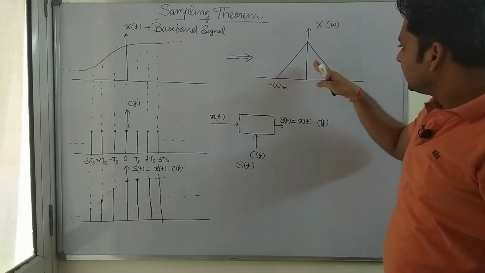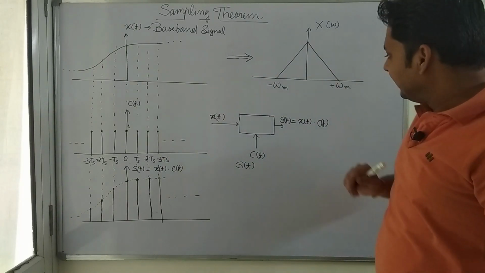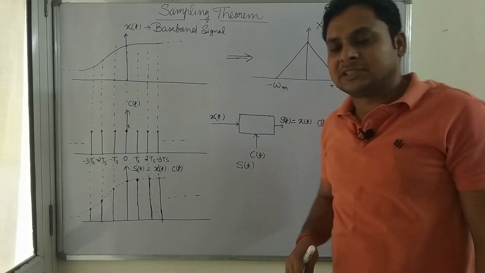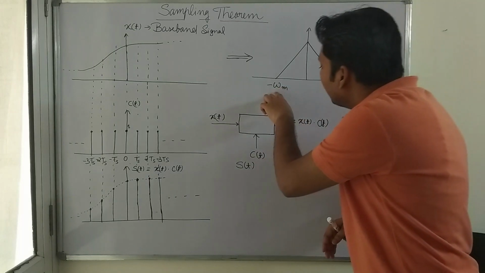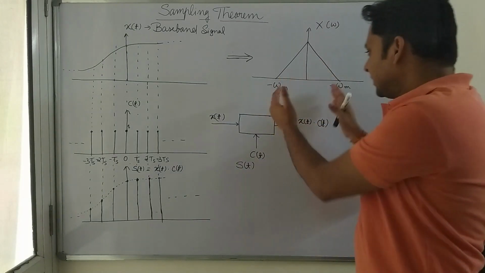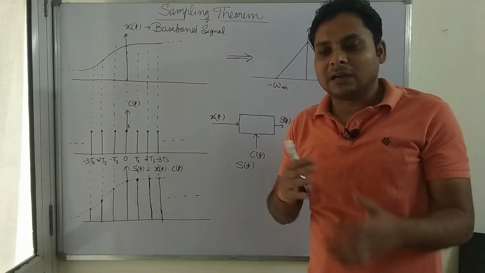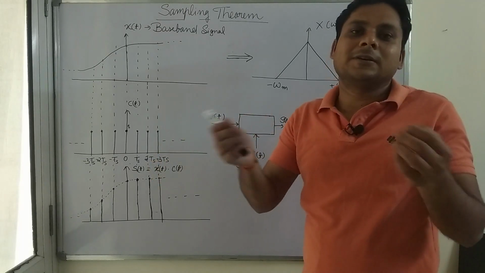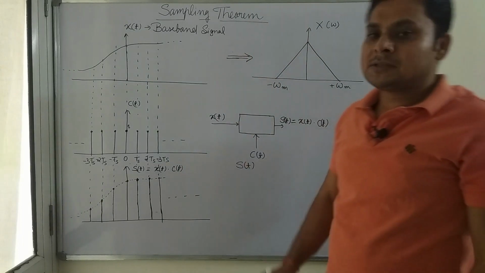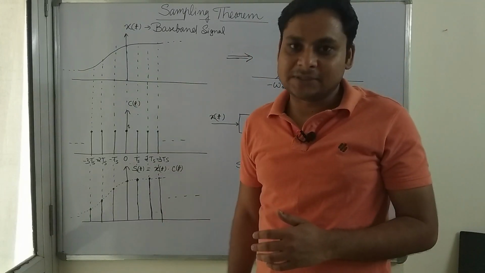So suppose this is the frequency domain of a continuous time signal, and here you see that the magnitude of X(omega) is present only between minus omega m and plus omega m. After that range there is no value of the signal, meaning it has a finite bandwidth. These kinds of signals are converted into discrete time signals.